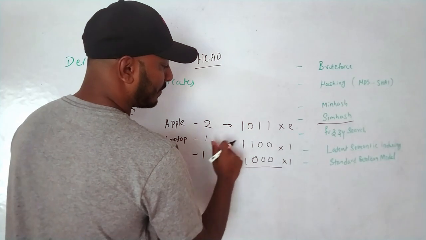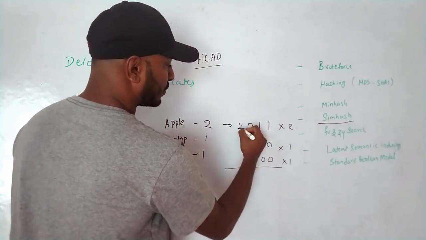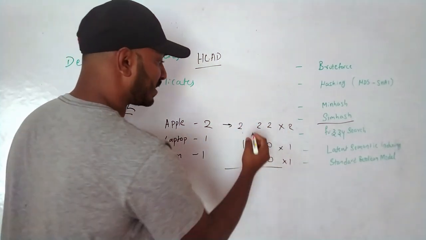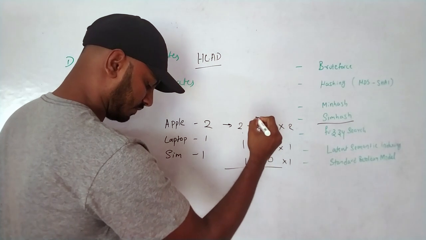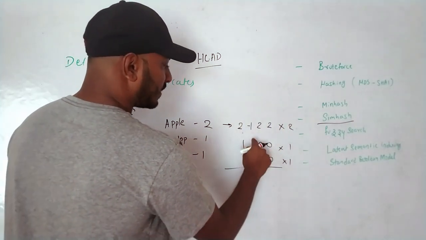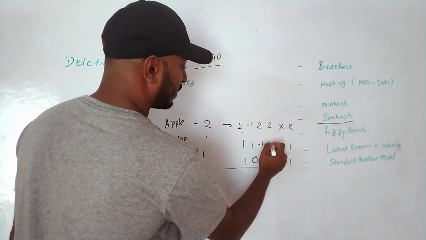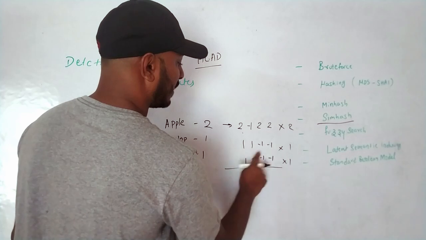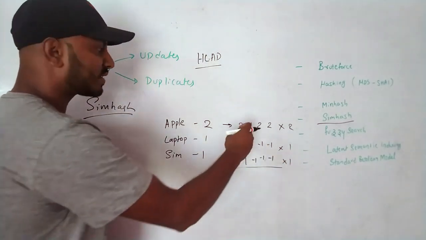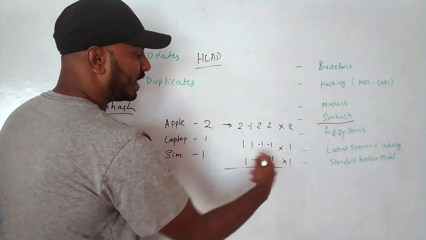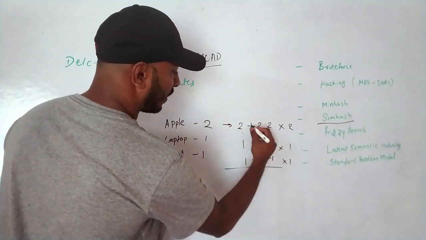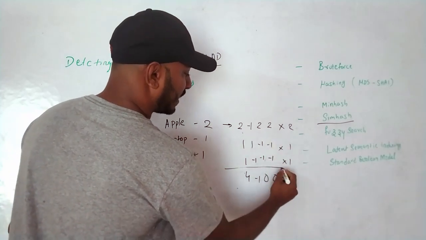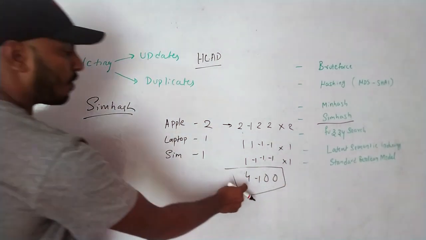Now, when I multiply, what happens here is it will become 2, 2, and 2, and replace all the zeros with minus 1, minus 1, minus 1, minus 1. Now, we need to sum the columns. We need to basically do a summation of the columns. Now, what happens? The value is 4, this one is minus 1, and this one is 0, and this one is 0. So the unique signature with the SIM hash is 4, minus 1, 0, 0.